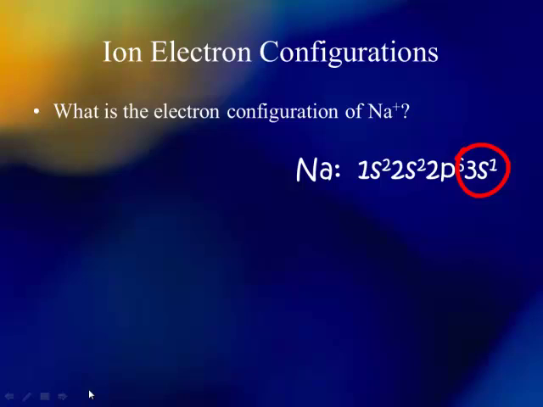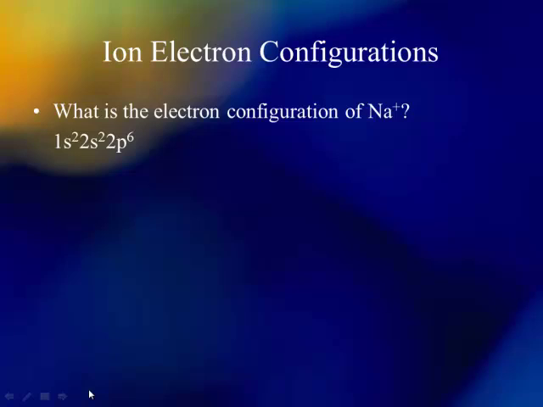So the electron configuration for the sodium ion will not have 3s1 on the end, because this electron has been given away. The electron configuration for the sodium ion then is 1s2, 2s2, 2p6. Notice that this matches the electron configuration of a noble gas. A noble gas electron configuration is a very stable electron configuration, and this is the entire reason sodium gives away its valence electron. So it can now have a very stable electron configuration.